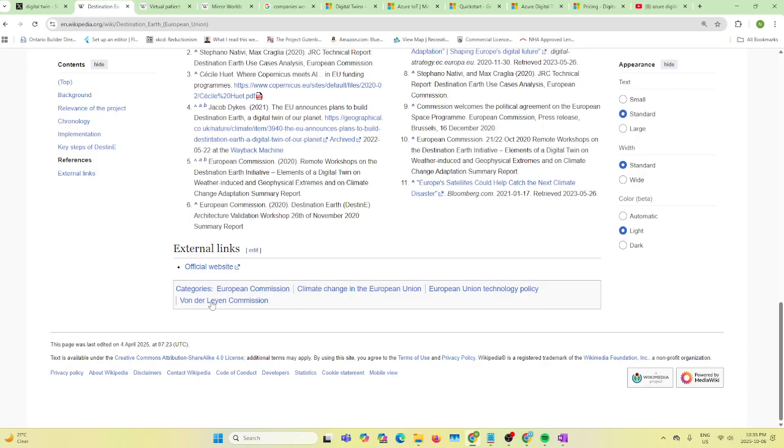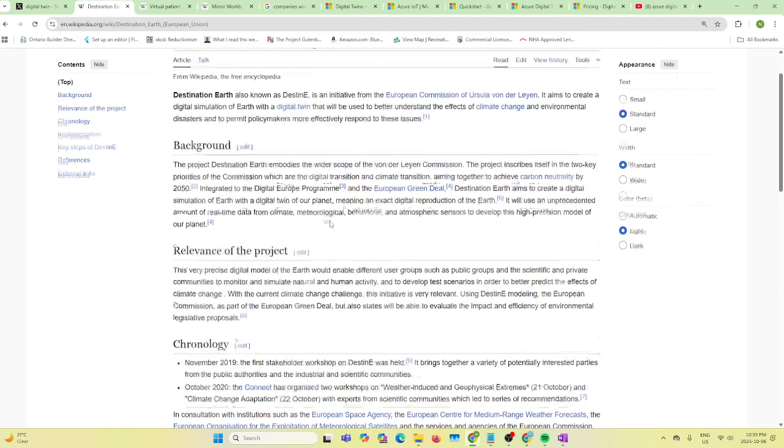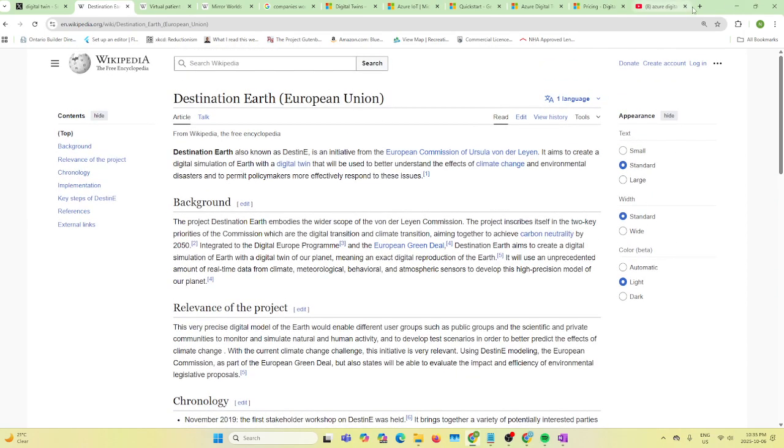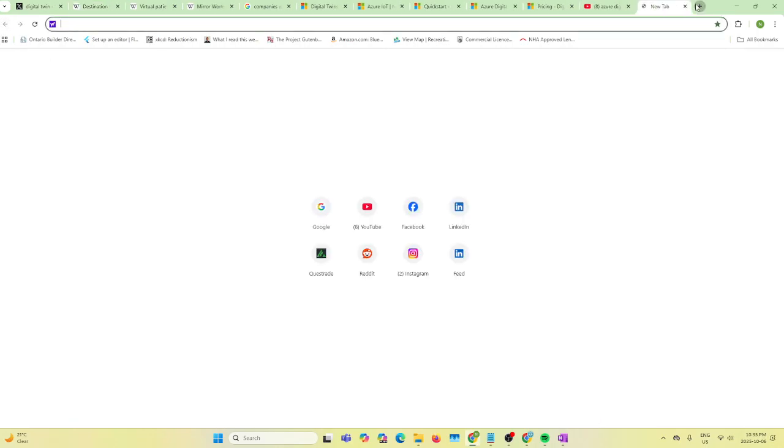When was this wiki page updated? Yeah, April 4th. Okay. Clearly, there's more to be done here. Can I edit this? What happens if I edit this? Oh, I can. Destiny.